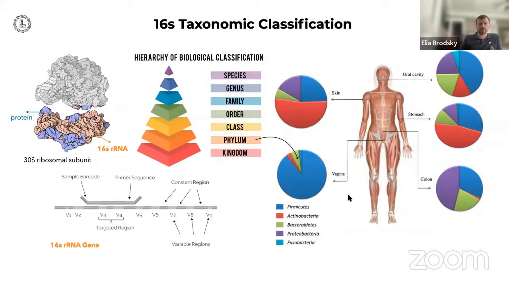So proportions of different types of taxonomies, and compare them between individuals, between groups of individuals, or find associations between individuals or microbiota and some phenotype.